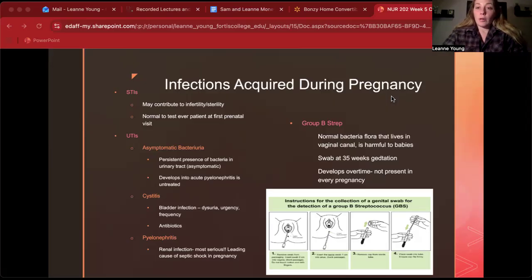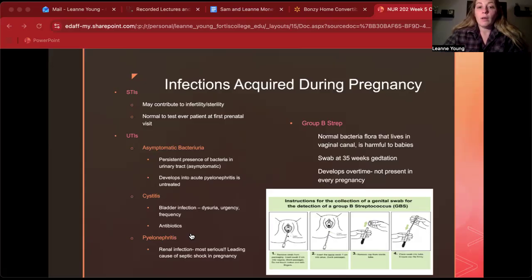If mom has group B strep, this is the mom that if her water breaks at home, we want her to come in immediately. We don't want her to labor at home because she needs to receive antibiotics. Moms receive antibiotics during labor for group B strep. The gold standard antibiotic for this is penicillin G, and it's given about every 4 hours to moms until they deliver.